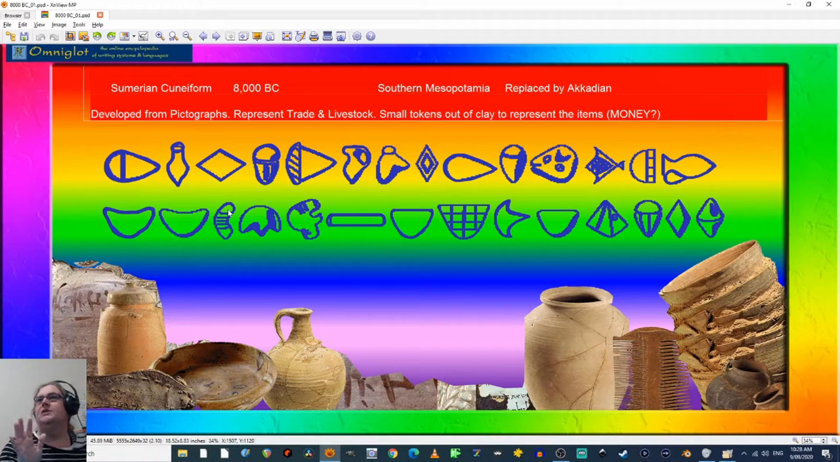So small tokens out of clay to represent the items that they've purchased. So an early form of money. And my conspiracy theory was, why don't we rebuild the system that's thousands of years old to not found civilization on coinage, on money. Anyway, but enough rambling. Let's get to part two.